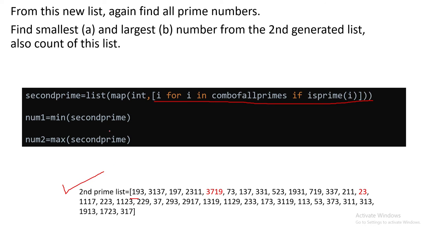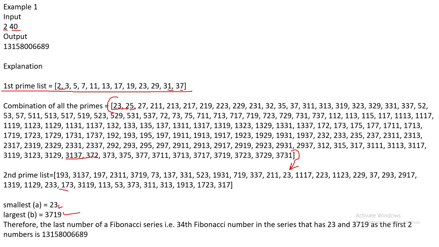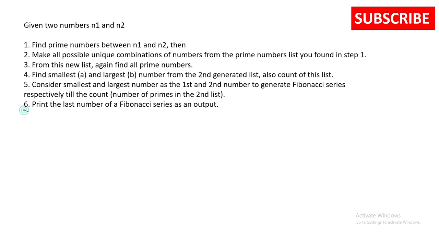So we have to find the smallest number and the largest number. So we'll use minimum and maximum functions. So the maximum in here is 3719 and the minimum in here is 23. So we'll get the two numbers and we'll input the two numbers in num1 and num2. Then we'll go to the sixth part in the question: print the last number of the Fibonacci series as an output.